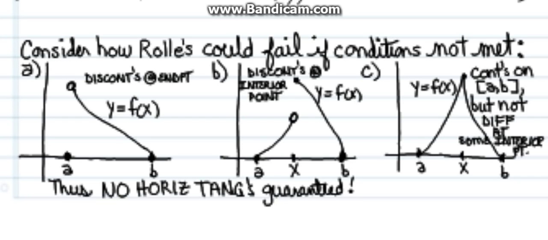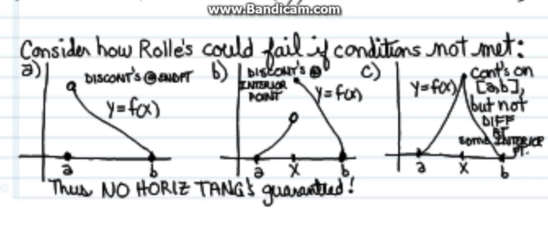In this example, we are considering what we call counterexamples. These are graphs of functions that do not meet the hypothesis of Rolle's theorem. Therefore, we are not guaranteed to have the derivative equal 0 at some point c in the open interval from a to b. In other words, we're not guaranteed to find a horizontal tangent.